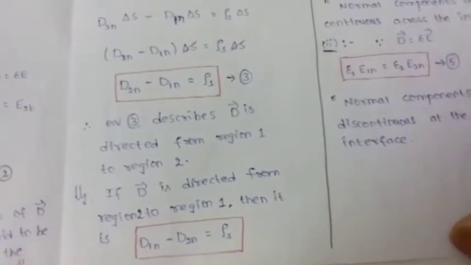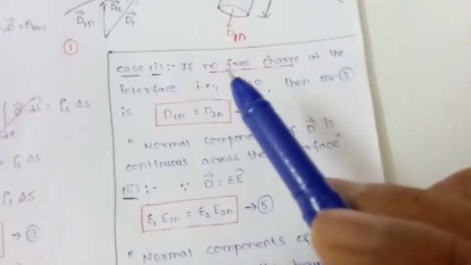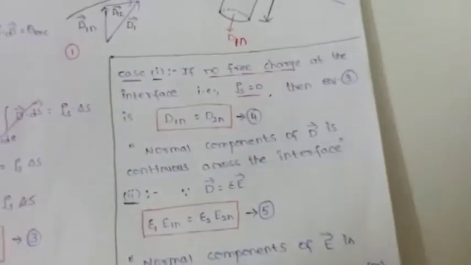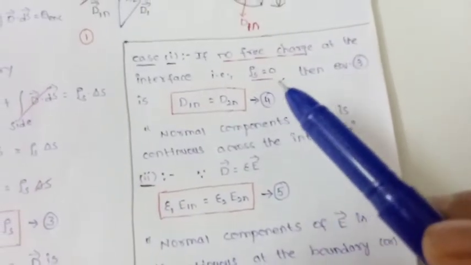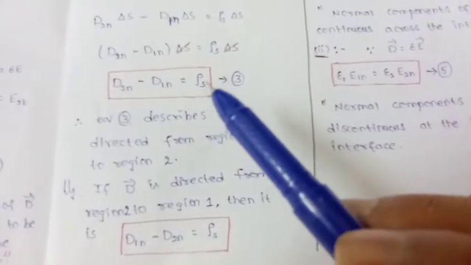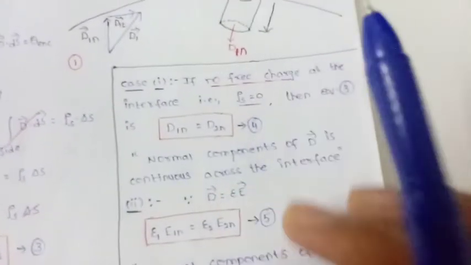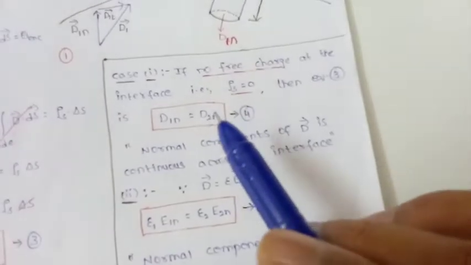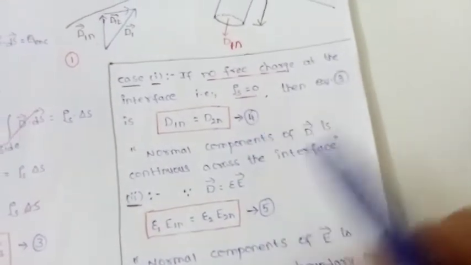Now we are going to see some special cases. Let us consider case 1. If there is no free charge at the interface, that means a charge-free region, rho s is equal to 0. Then this equation becomes 0, and these two are equal. Is it clear? Then we can say that the normal components of D bar are continuous across the interface. Remember, this is satisfied only under the condition rho s is equal to 0.